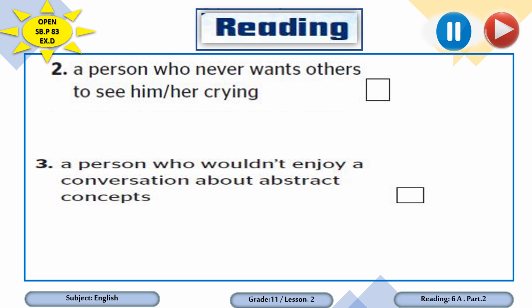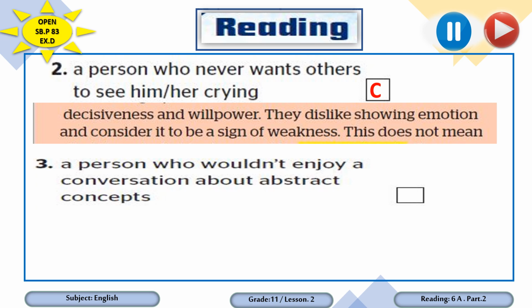Okay, now it's time to check the answers. Number 2, a person who never wants others to see him or her crying. Excellent. C, the scholars. On page 82, it was mentioned that scholars dislike showing emotion and consider it to be a sign of weakness. Good job.